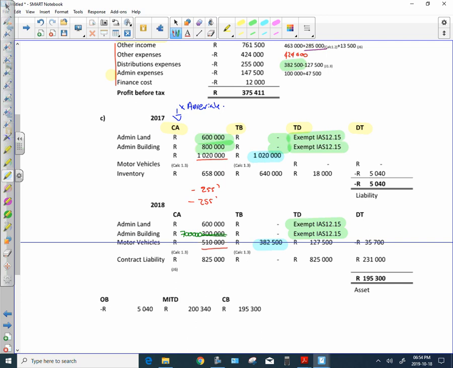Right, and then you calculate your temporary difference. There's none for 2017. For 2018, my temporary difference is 127,500, which is the journal entry I passed, ironically, and then at 28%, you'll get your deferred tax liability. It's a liability because my future profit exceeds my future tax deductions. So in future, I'm going to sit with a bigger profit than I'll have tax deductions to utilize against that profit. Make sense?